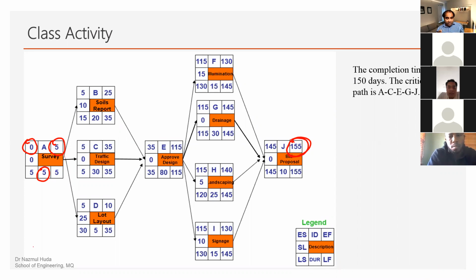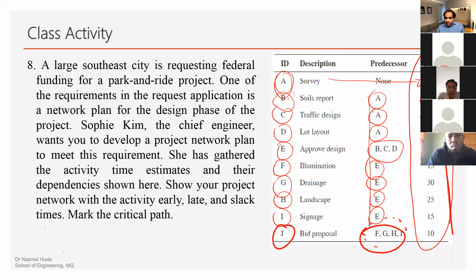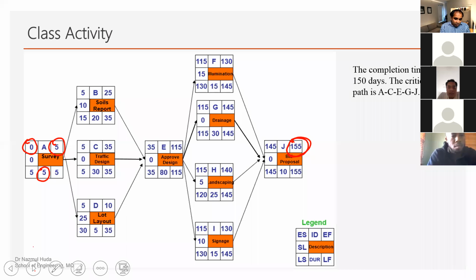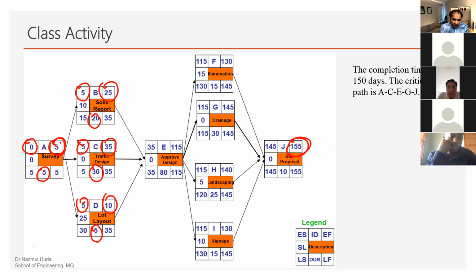So once A is done, then the next one is the duration of B, C, D, 20, 30, and 5 days. So now that we know early finish time for A is 5 days, so that 5 should be the early start. We have the duration given of all 3 activities. We add up the early start, and then we have the early finish. That should follow out of all these 3. We have 10, 20, and 35.